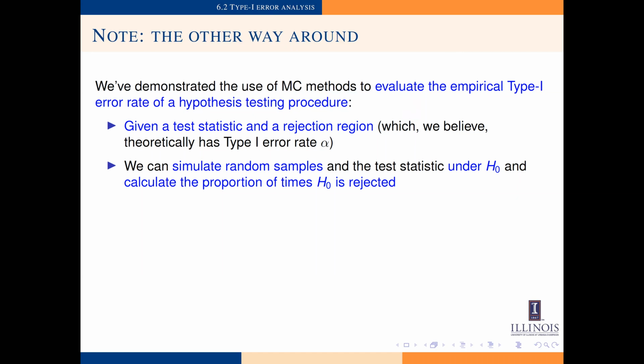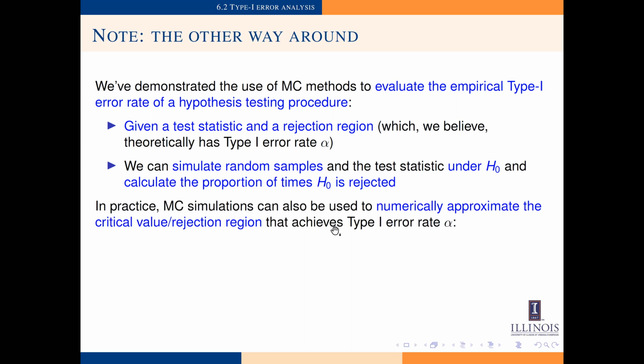We simulate random samples from the null distribution, and we compute the test statistic that is given and compare it to the rejection region and see whether each time we should reject or retain the null. And then we can calculate the average, so the proportion of times that the null is rejected, and that will be our empirical type 1 error rate. So this is one way that the Monte Carlo methods can be used for type 1 error analysis.